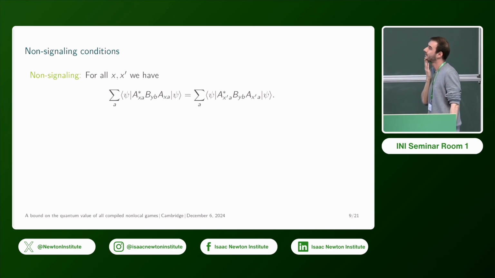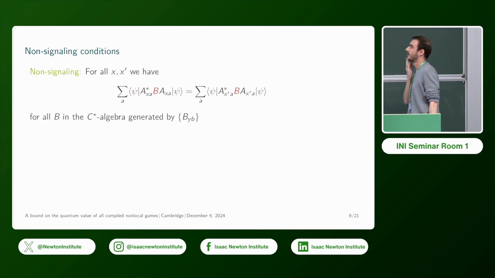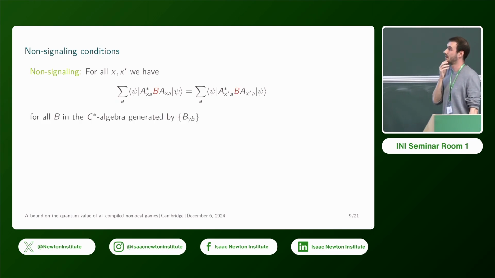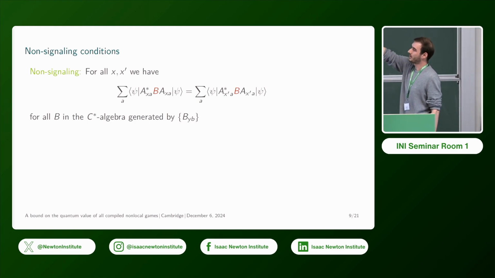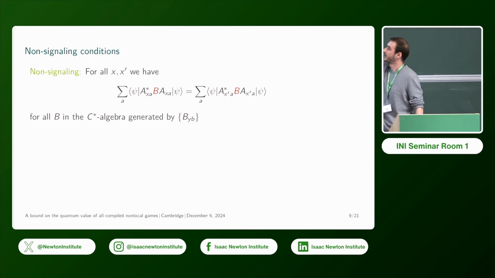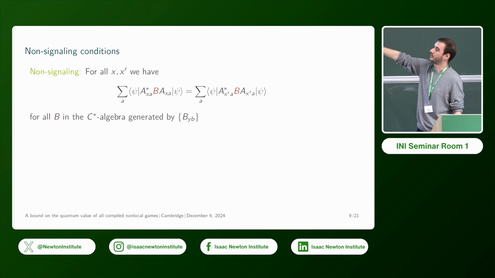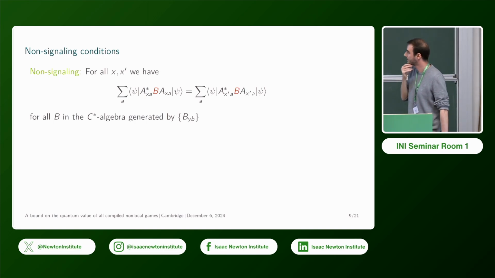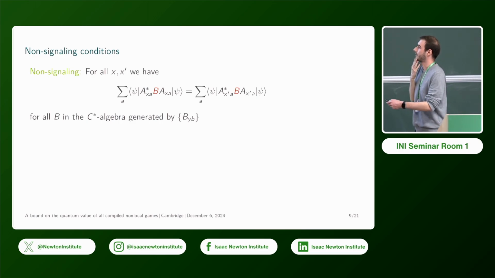And the non-signaling condition we actually want to have is the following one. Remember, before we just had non-signaling with the operators that Bob had, but now we want this to be true for the whole algebra generated by the operators that Bob had. And we will see that this is actually a stronger condition, and it's actually quite nice.